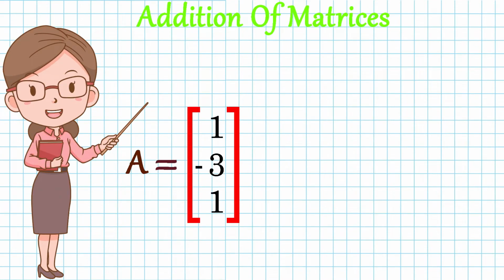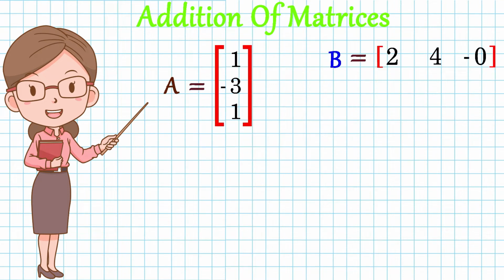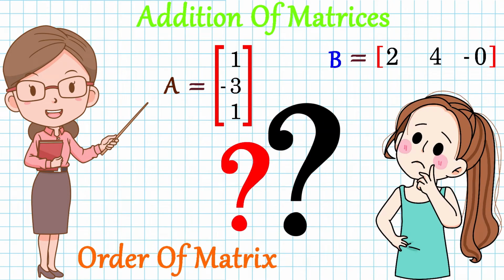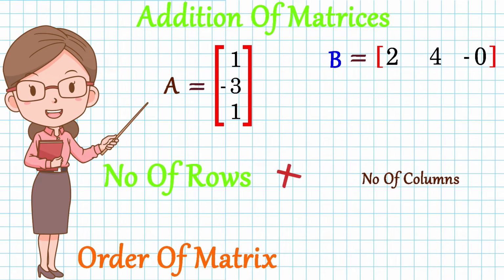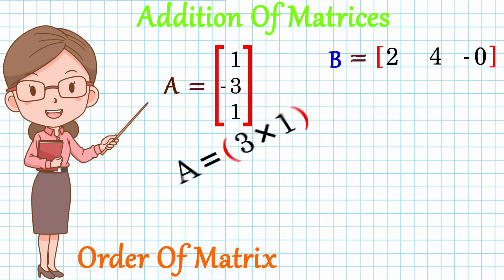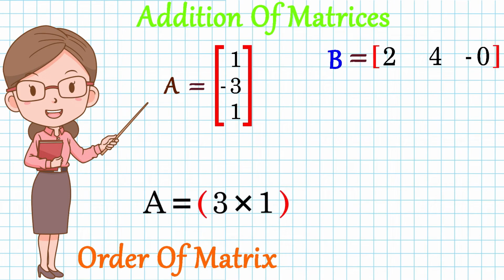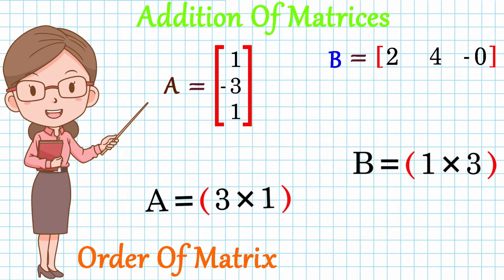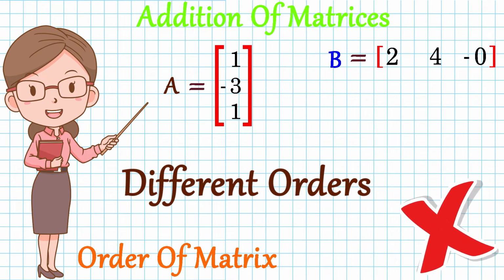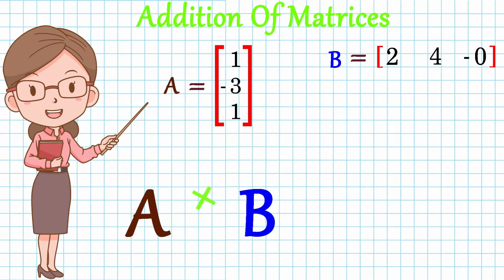Let this be matrix A and let this be matrix B. As we have to add these matrices, let's find out the order of both the matrices. Do you remember how to find out the order of matrix? Yes, number of rows by number of columns. So, the order of matrix A is 3 by 1 and the order of matrix B is 1 by 3. We can clearly see that the order of these matrices is not same, so these matrices cannot be added. A plus B is not possible.